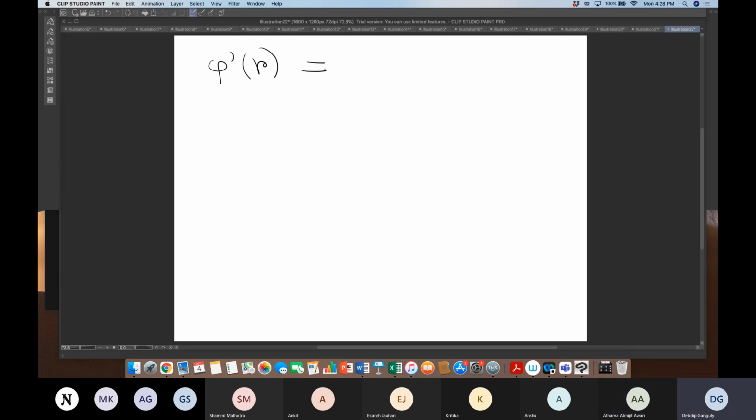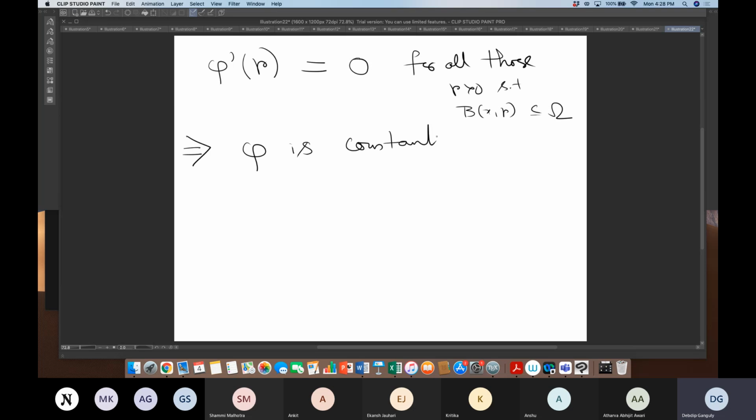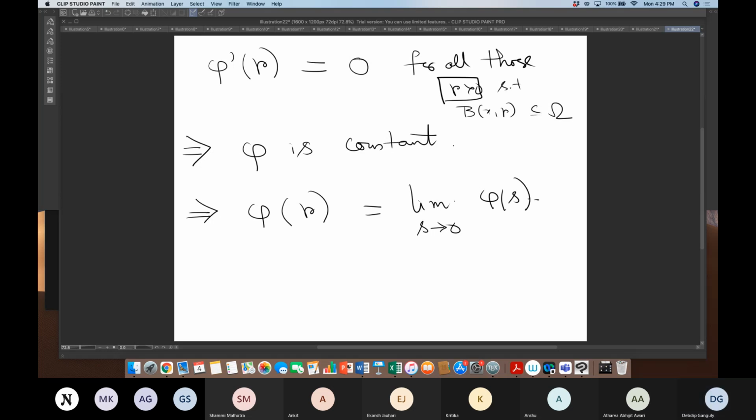So φ prime of r equals 0 for all those r such that for a fixed x, B(x, r) is contained in Ω. This is the domain. This implies φ is constant. Agreed? Yes or no? Because φ is constant for all r positive for which this happens, and φ is a continuous function, now you take the limit r tending to 0, then it will be a constant.